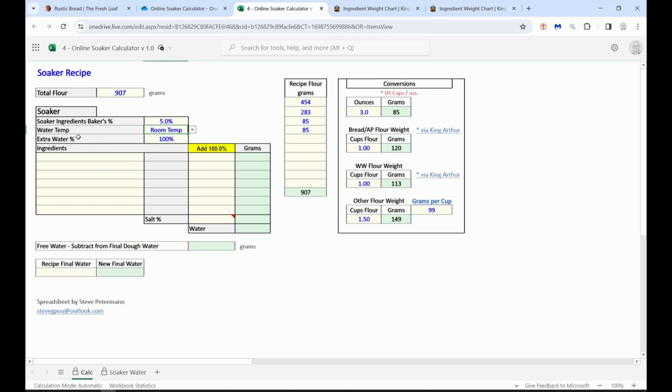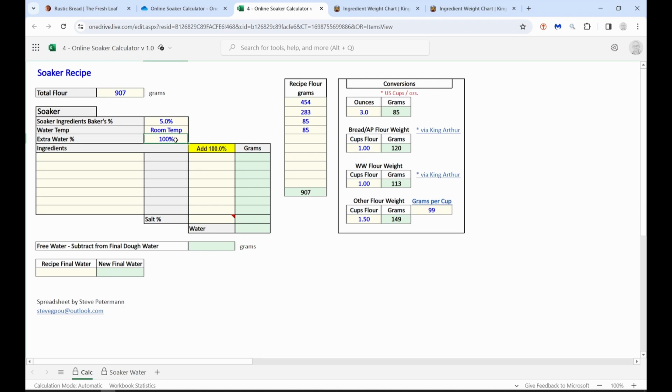The next is extra water percent. So when you're soaking these ingredients, you want to make sure that everything gets hydrated real well. And what I usually do is double up the water that's needed to do that. And the reason is that way I make sure that there's no dry spots and that everything gets hydrated equally in the soaker. So I double up on the water. So I use 100% here. But you don't have to. If you want to use less or more, you can.